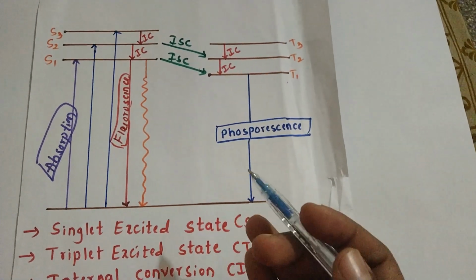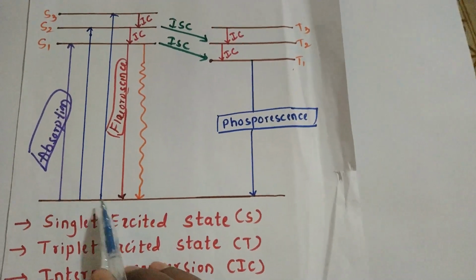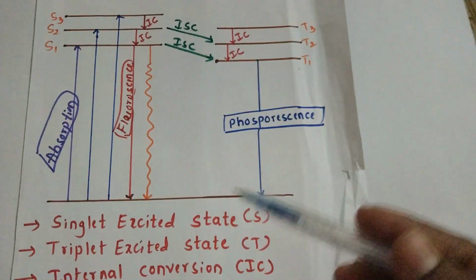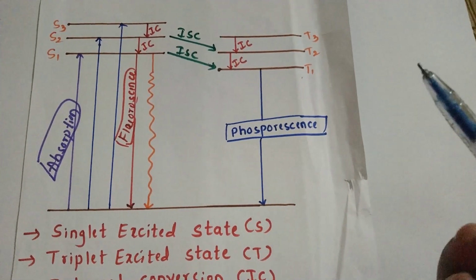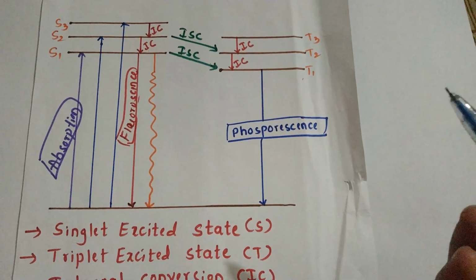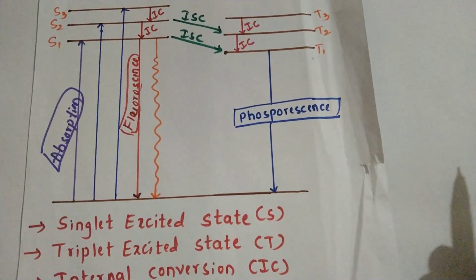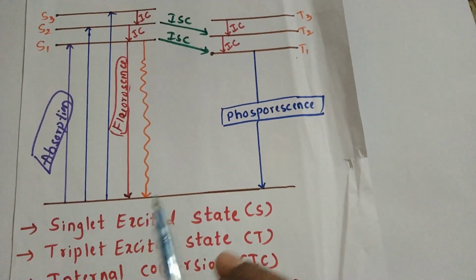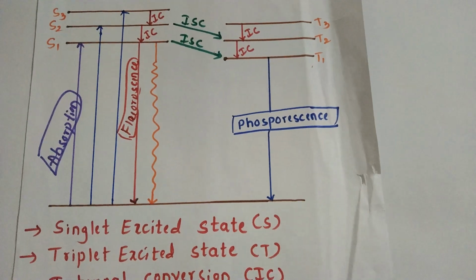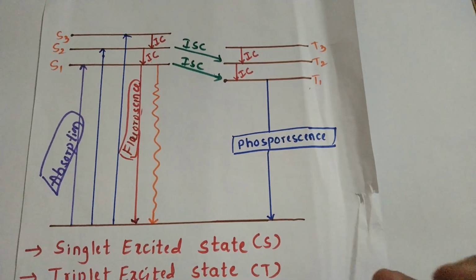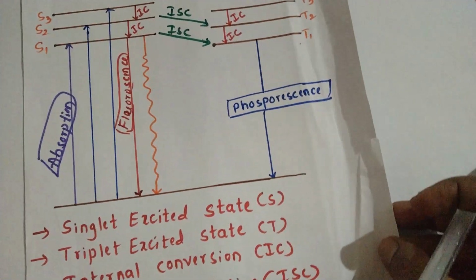Some electrons may absorb the radiation and jump from the ground state to the excited state. When they return to the ground state, they release the energy in the form of heat or radiation. If energy is lost in the form of heat, it is called a non-radiative process, and if it is lost in the form of radiation, then it is called a radiative process.